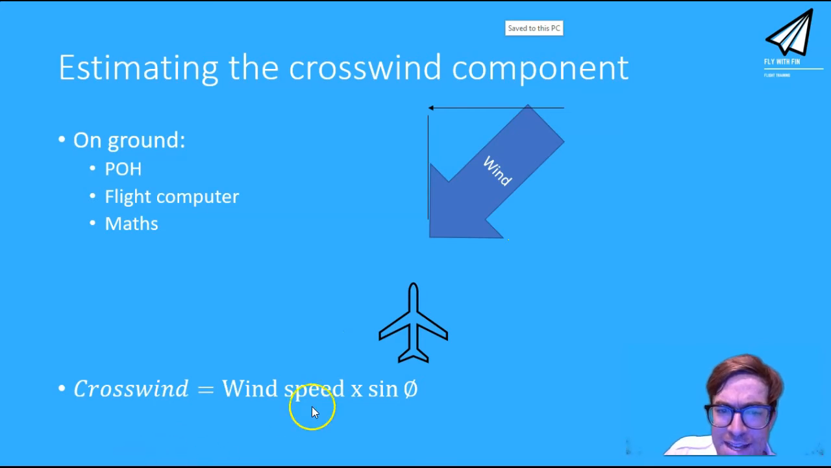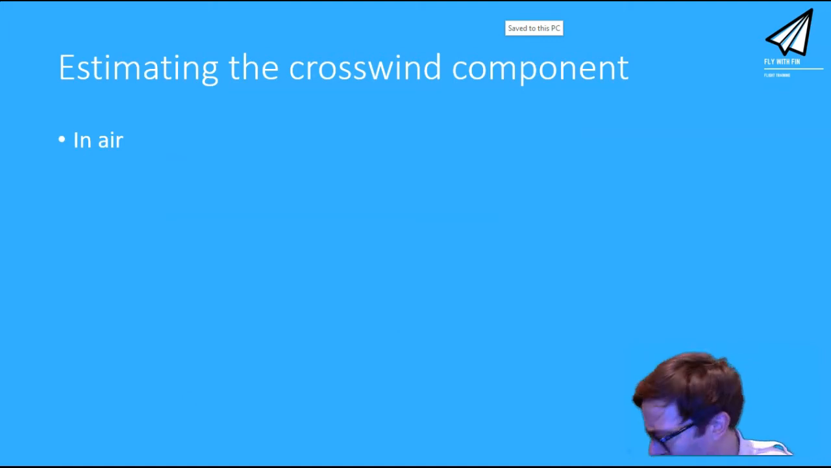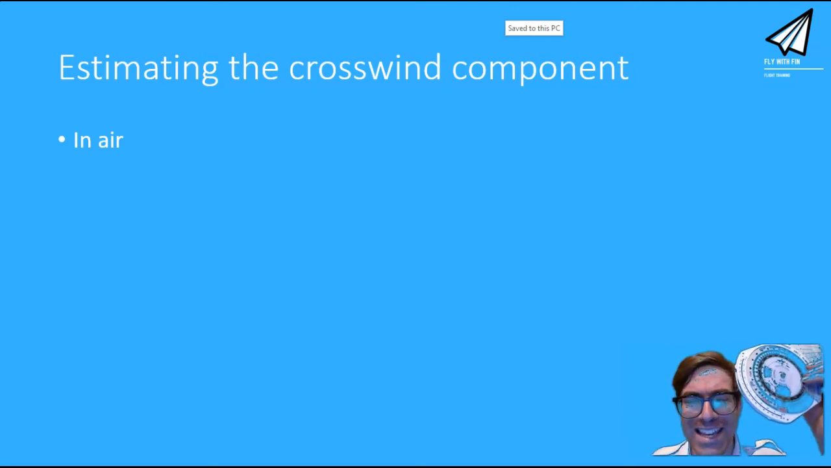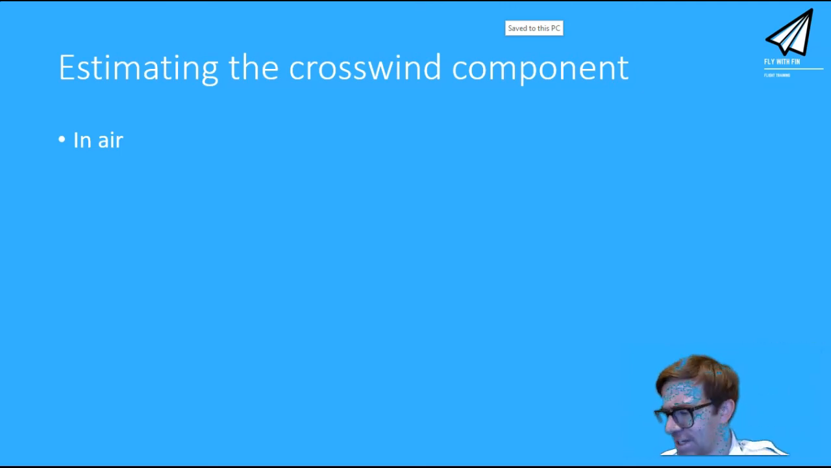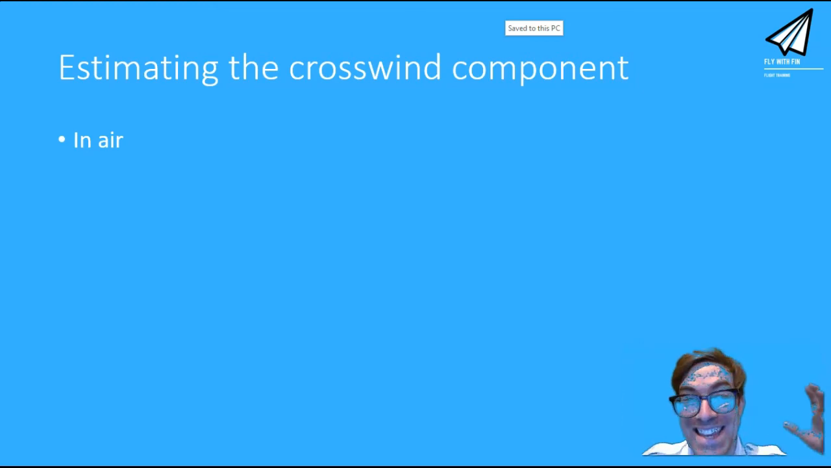Okay, so that's on the ground. We've got plenty of time, but how does this work in the air when we haven't got much time? How do I do that complicated formula? I don't want to be reaching out and getting my flight computer out while I'm trying to fly. That's not going to be very easy. Oh, I don't want to have to get the POH out and draw lines on a thing every time. That's not going to be easy either.